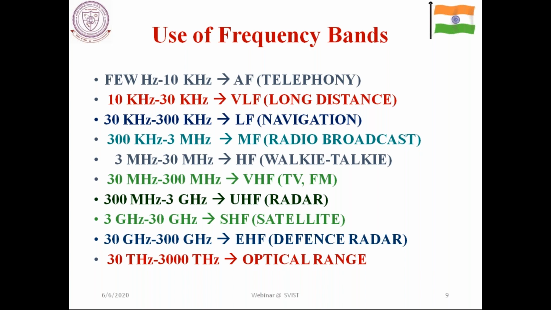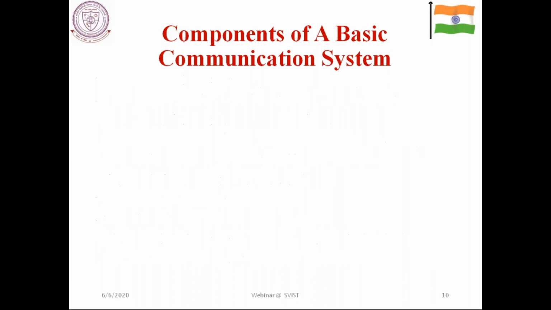So I should say here what the basic components of a communication system are. You already know the very first thing you require is a source, and then you require a transmitter, which takes care of the modulation.